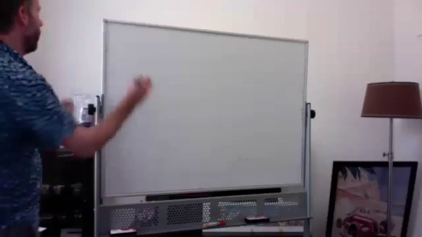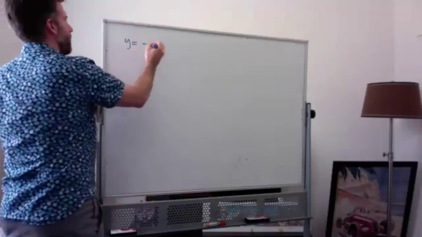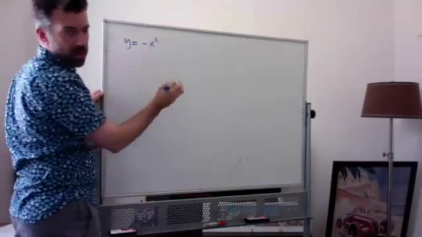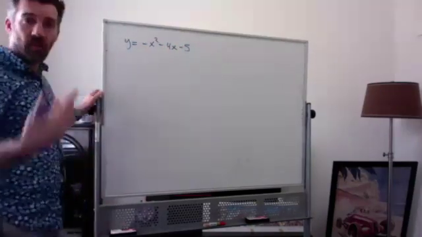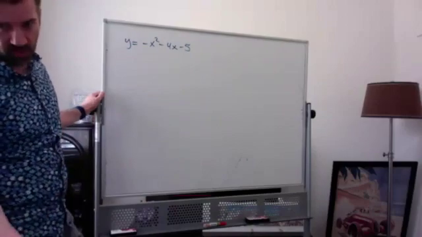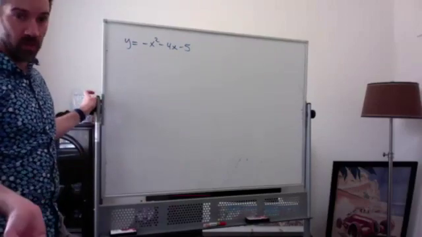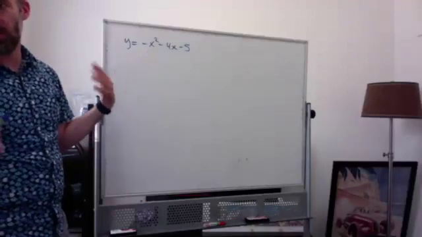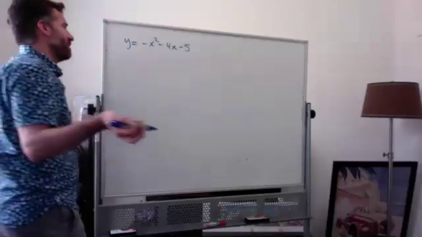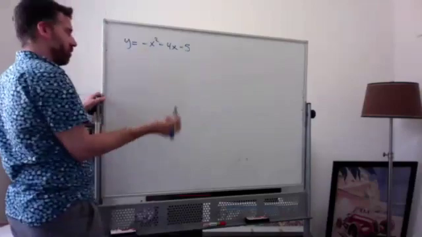We have got a quadratic. y equal to negative x squared minus 4x minus 5. So this is a parabola, or the graph is a parabola. And we know it's going to open downwards because of that negative right there. I mean, we haven't done that, but it definitely opens downwards.